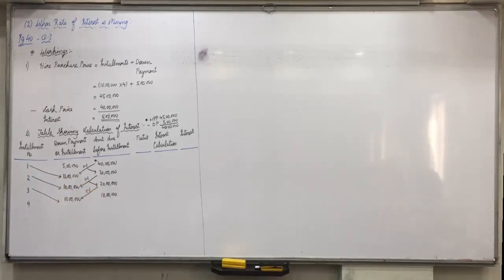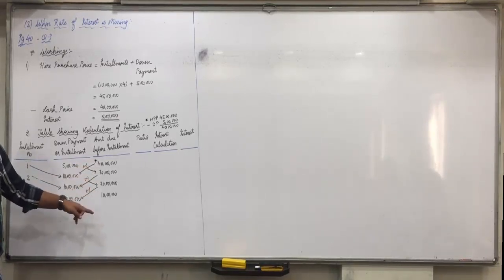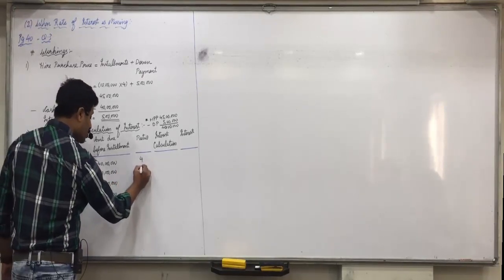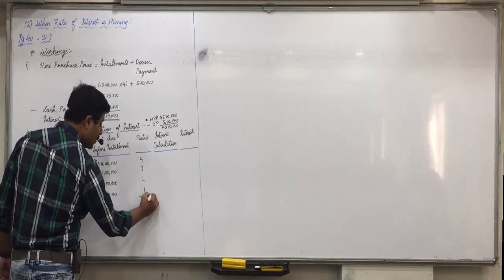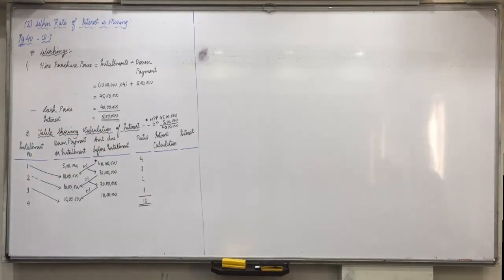Able to understand this? Anyone who is not clear with the amount due before installment 40, 30, 20 and 10? Now tell me, if you cancel all the zeros, what is the ratio of 40 lakhs, 30 lakhs, 20 lakhs and 10 lakhs? 4 is to 3 is to 2 is to 1. That is 4 by 10, 3 by 10, 2 by 10 and 1 by 10. Total of ratio is 10. So 4 by 10, 3 by 10, 2 by 10 and 1 by 10.